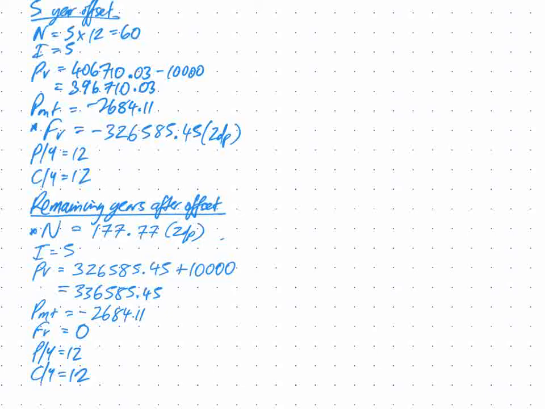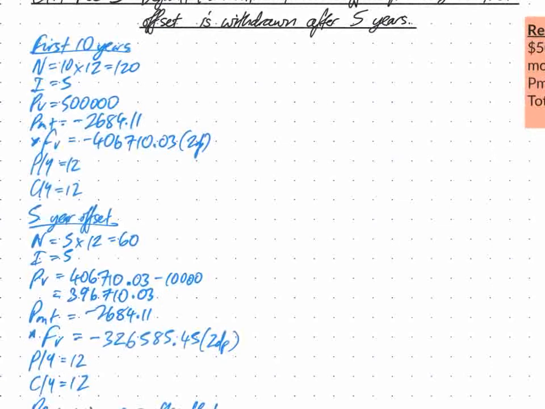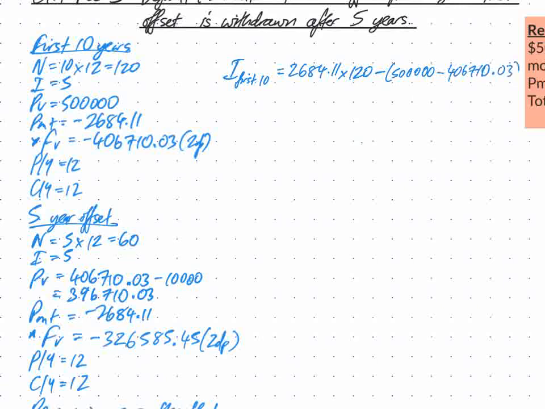Okay. So how many chunks of loan is this? That is 3 chunks of loan, so I need to do 3 chunks of interest. So this is why this calculation is so painful. There's so many parts to it, but the actual logic and the way of calculating is not too bad. Interest of the first 10 years, I did payments of 2684.11, and I did 120 times. My loan started at 500 grand, but I got it down to 406,710.03. So the interest I paid in the first 10 years was 228,803.23.